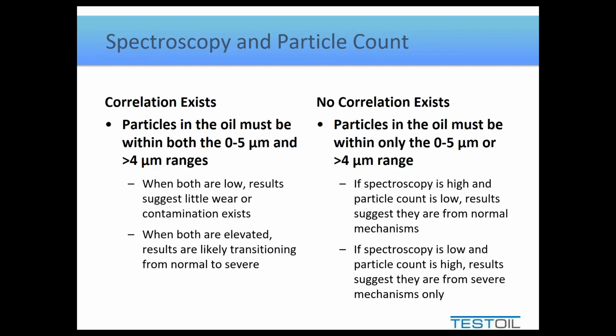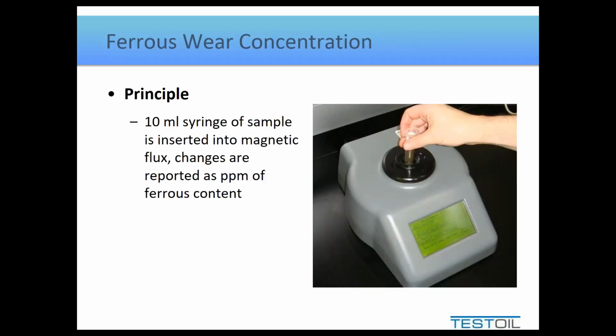Now, sticking with the thoughts that we have here on spectroscopy, let's just throw in one more test. Ferrous wear concentration. Now, ferrous wear concentration is a screening type test that is performed to obviously measure ferromagnetic material. The way this is measured is we take a syringe of sample and we introduce it into essentially a magnetic flux coil and measure the change to the flux. So as long as it's ferromagnetic, which is going to be anything that is obviously iron, but also there are other elements like cobalt and chromium that can be measured, it will change the flux in the coil, indicating that there are magnetic particles present.